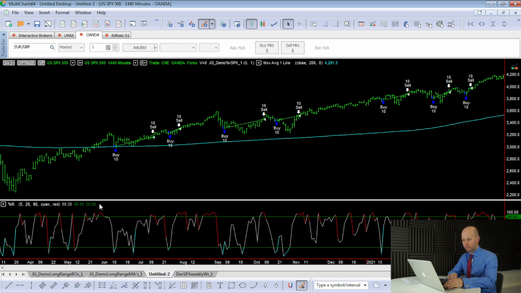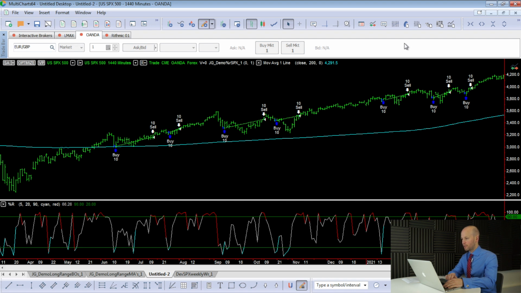And down here we've got our Williams %R indicator, and it's a 5 period. And as soon as this crosses below the 20, we buy, and then we exit as soon as it crosses above the 90 level. Okay, so we can see the buy, sell, corresponding to the 20 and the 90 level on the Williams %R.